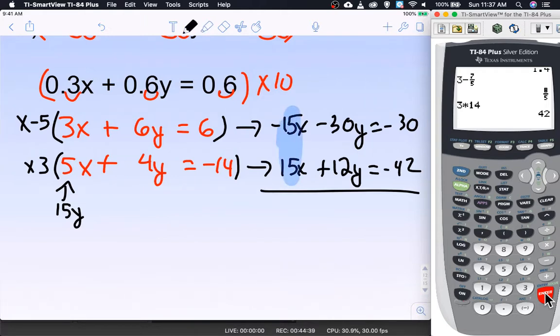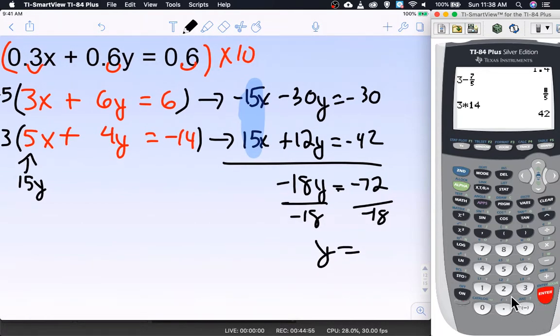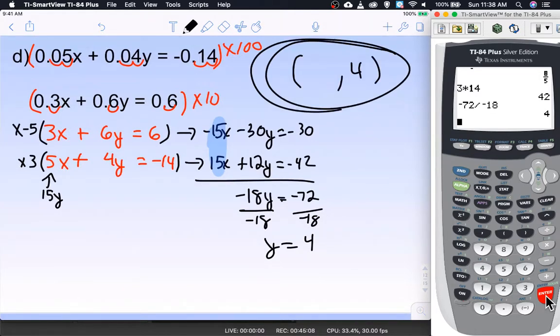My y's give me -18y equals -72. I divide by negative 18 on both sides, and y equals negative 72 divided by negative 18, which is 4. So the y coordinate of my solution is 4.